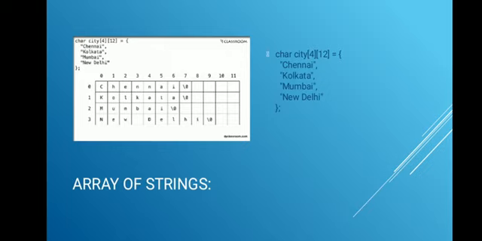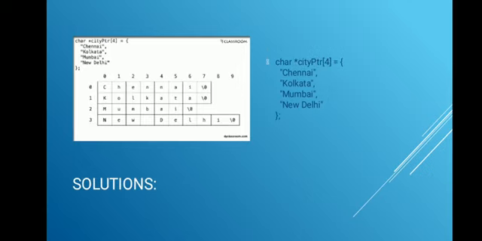Array of strings. Here we're declaring an array of strings. Here this is a two-dimensional array. Here it occupies 48 bytes of memory, as we say, 4 into 12, 48 bytes of memory. And here there are more blank spaces in it, which is non-usable memory. To avoid this, we use pointers. The solution is we use a pointer array.